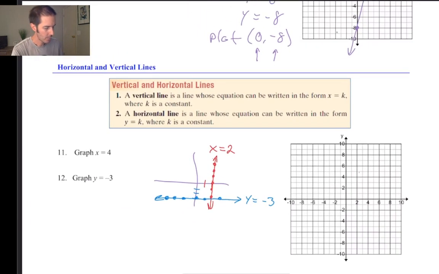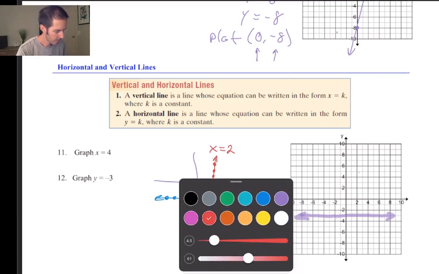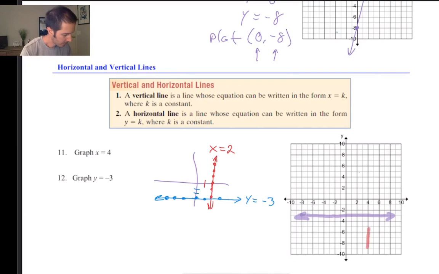So here we're being asked to graph y equals negative 3. Oh, that's interesting. I didn't actually see this. Maybe my eye saw it and I didn't even realize. So y equals negative 3. Let's go ahead and put that on our graph. Every point on that line has a y value of negative 3, and x equals 4 is a line where every point on it has an x-coordinate of 4. Horizontal and vertical lines.